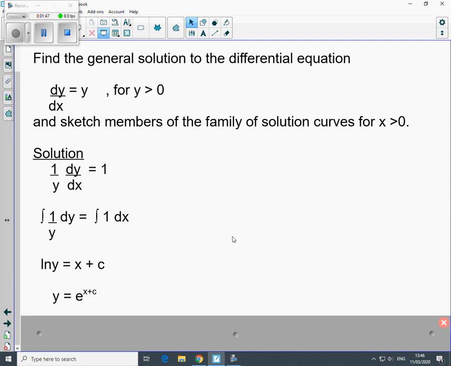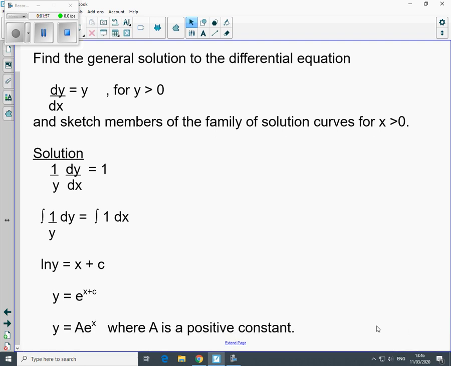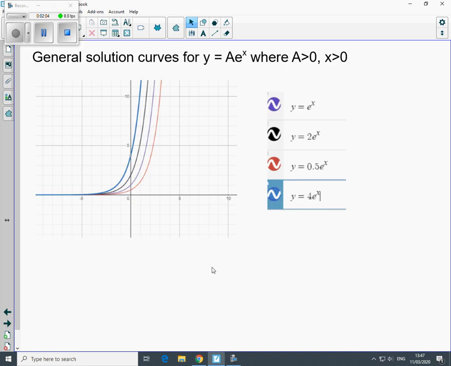Exponentiating both sides, we get y equals e to the x plus c, but it's usual to separate that up into e to the x times e to the c, and since e to the c is just a constant, we tend to write y equals a e to the x. We can now look at the general solution curves for this, and we have for ourselves these different ones. I've taken a variety of values of a so that we can see what they look like.